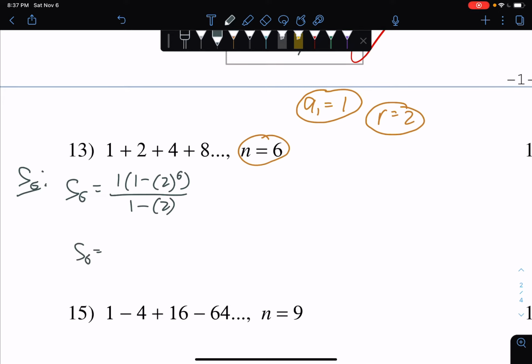Now, for S sub 6, place this in the calculator. Give me a few seconds to compute. Our answer is 63. Positive 63. Alright, let's move to number 14.